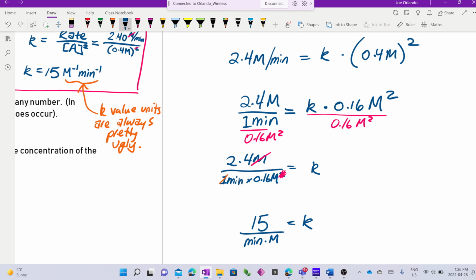And we're left with 15 over minutes times molar. You could write it that way. You could say K equals 15 over minutes molar, but that's clunky. So instead we say K equals 15 minutes to the -1, which means you're dividing by that, times molar to the -1, which means you're dividing by that. The -1 just means it's under a fraction. In other words, 15 per minute molar. You'll get used to it.